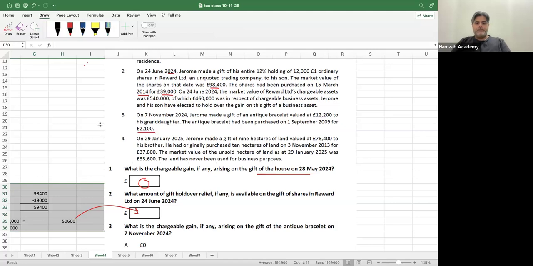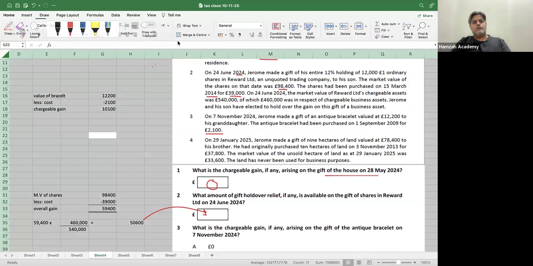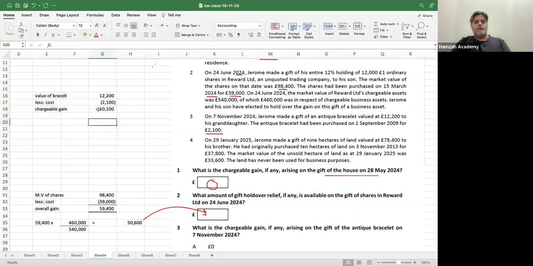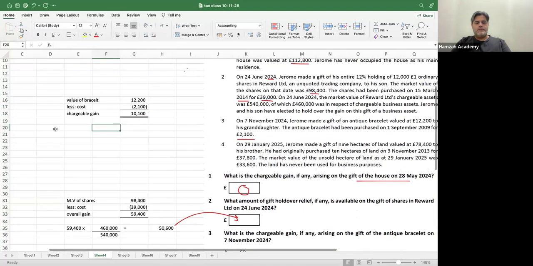So, value of bracelet 12,200 less cost 2,100. So my chargeable gain is 10,100. Okay, so that's going to be 10,100.